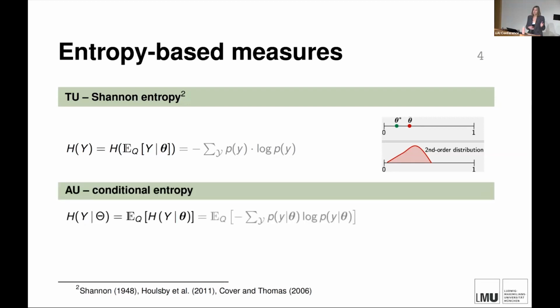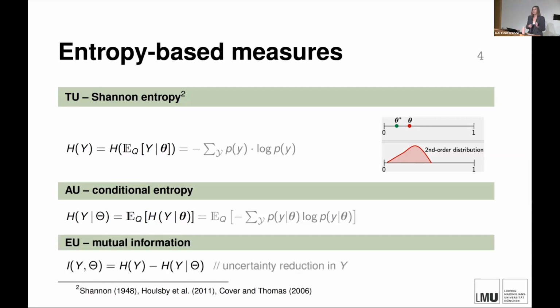Now, by standard results from information theory, we can decompose this Shannon entropy into 2 further quantities. The first one is the so-called conditional entropy, and we simply switch the expectation functional with the entropy. So for each hypothesis between 0 and 1 in this case, we take the label distribution this hypothesis induces, quantify the entropy over that, and then take the expectation with respect to our second order distribution. So that is something like the average entropy that we could get.